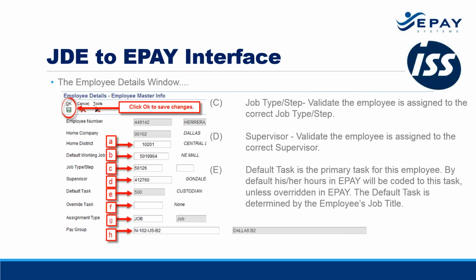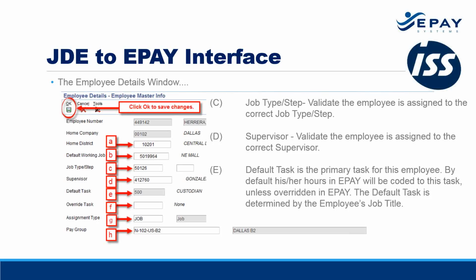You'll see the actual supervisor's employee ID or supervisor number there. To the right, you'll see the supervisor name. Now, default task, step E there, is the primary task for that employee. By default, his or her hours in ePay will be coded to this task unless otherwise changed by the employee or the supervisor or the editor, submitter, or approver.